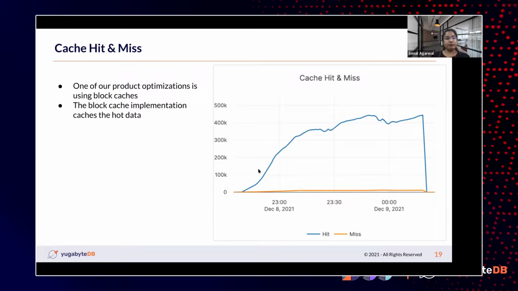Yes. So the next part that we see in the metrics page is the cache hit and miss. As we see in this graph, we have the most number of hits and very few misses here. This is because we have our block cache implemented, and because of this optimization, we read more of the hot data from the cache, and very little from the disk.